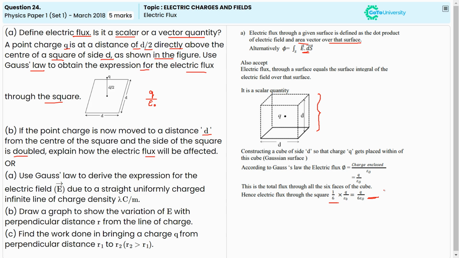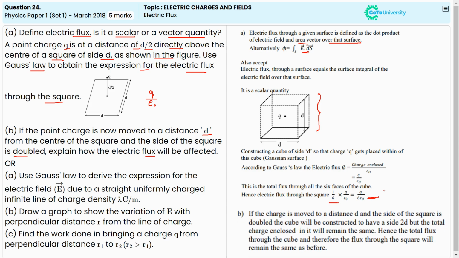And coming to part B of the question: if the charge is moved to a distance d and the side of the square is doubled, the cube will be constructed to have a side 2d, but the total charge enclosed in it will remain the same. Even though the charge moves from d by 2 to d, when it is enclosed by a cube, the total electric flux will remain the same as the total flux through the cube, and therefore the flux through the square will remain the same as before. That means the electric flux will not change. It will remain as it is.